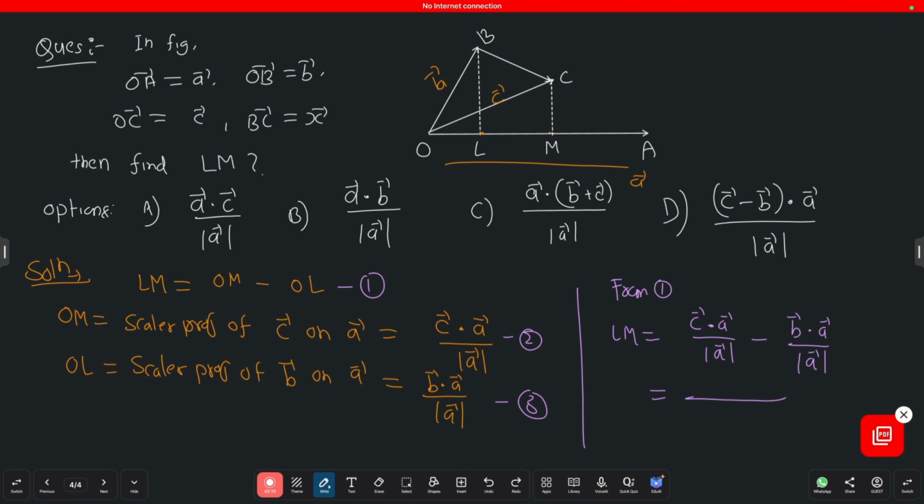Denominator same, so mod A, and it is C dot A minus B dot A. Now dot A is common, because dot product is commutative, so we can take dot A common. Then it is (C vector minus B vector) dot A vector divided by mod A. Now you can see which option is correct. D option is correct.